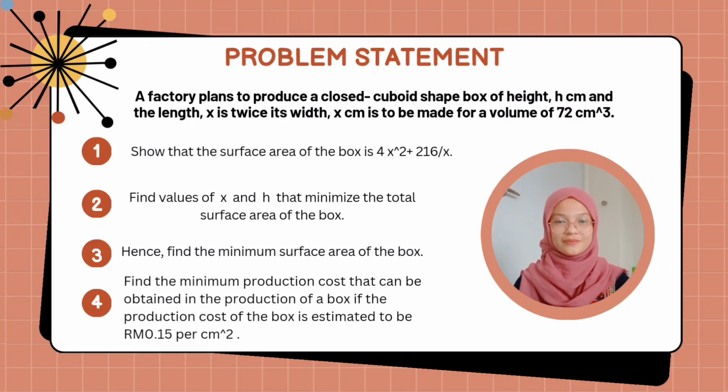A factory plans to produce a closed cuboid-shaped box of height h cm, and the length is twice its width, x cm, to be made for a volume of 72 cm³. First, we must show that the surface area of the box is 4x² + 216/x. Second, find the values of x and h that minimize the total surface area of the box. Hence, find the minimum surface area of the box. And last but not least, find the minimum production cost that can be obtained in the production of a box if the production cost of the box is estimated to be 50 cents per cm².